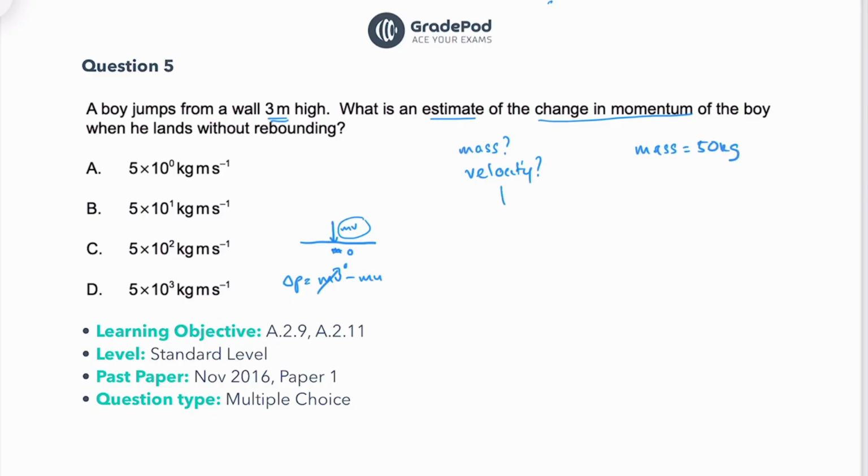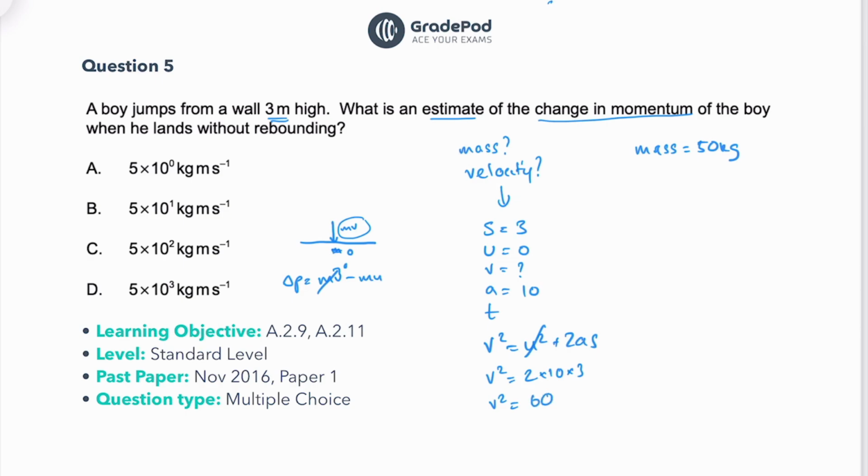Now we need to estimate what his velocity is, and the only information we have is he's free falling due to gravity from a height of 3 meters. So we can use the Suvat equations to find out what his velocity might be as he hits the ground. We know that S is 3. His initial speed when he leaves those 3 meters is 0. We want to find out what V is, and the acceleration is 10. Using this information, we can use V squared equals U squared plus 2AS. U is 0, so V squared equals 2 times 10 times 3. So V squared is equal to 60.